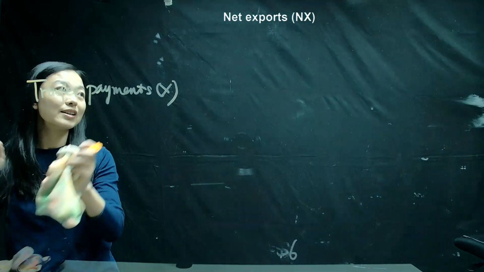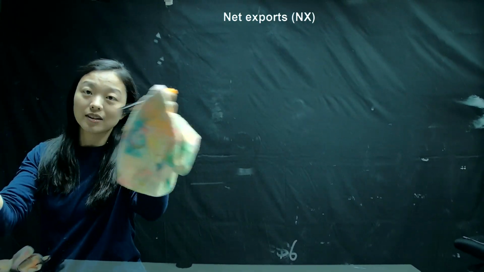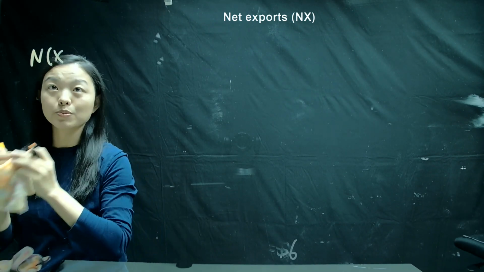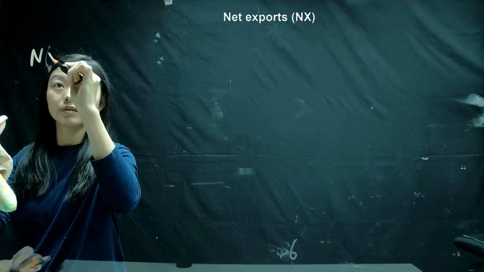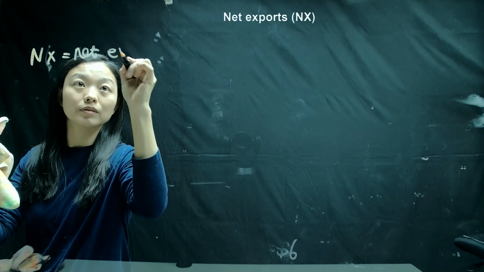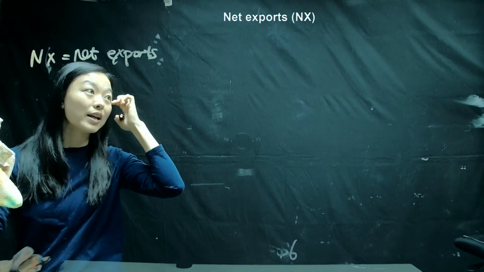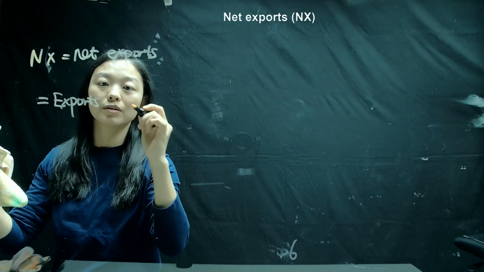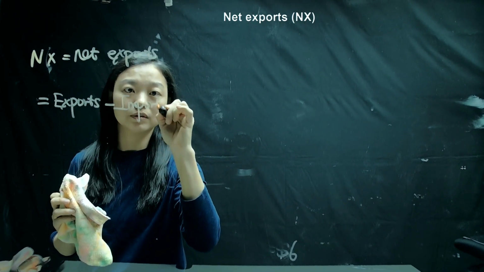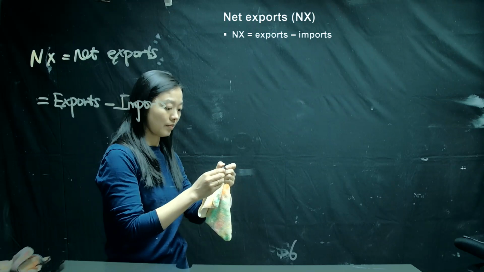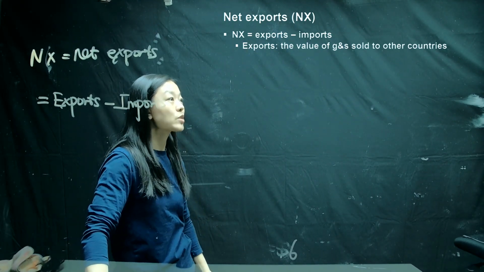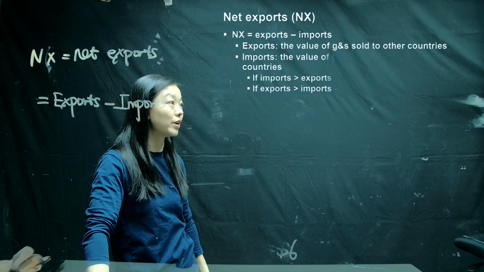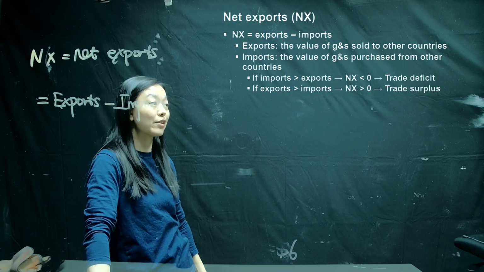Now look at the last part, net exports. So we talk about net exports, okay? Net exports will equal exports subtract imports. Exports are the value of the goods and services sold to other countries, and imports, on the contrary, are the value of the goods purchased from other countries.